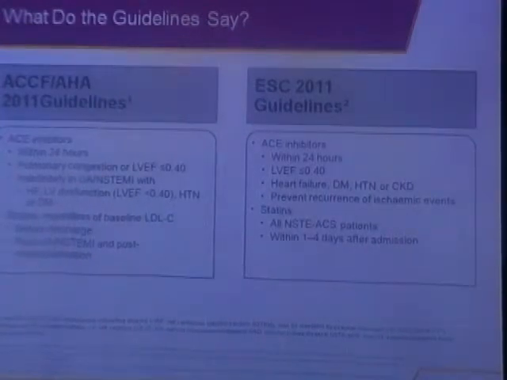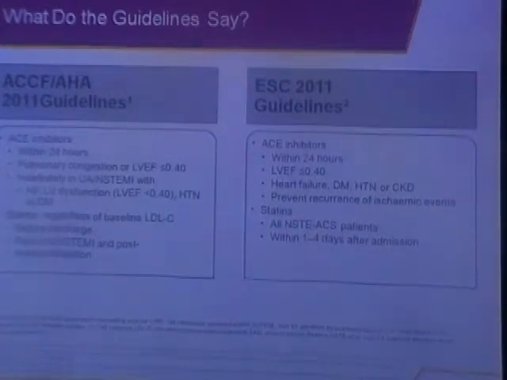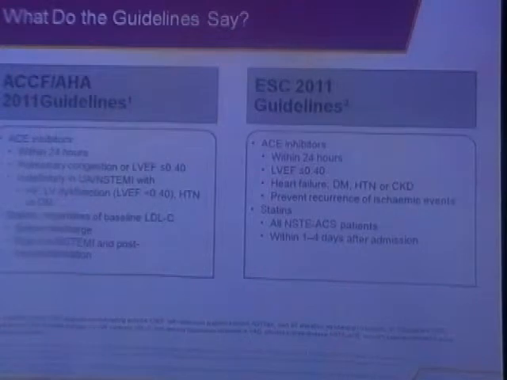So these are some of the guidelines. As I told, ACE inhibitors have to be given within 24 hours of an acute coronary syndrome, especially if there is pulmonary congestion or any LV dysfunction, and in patients who have diabetes or hypertension. Statins have to be given irrespective of LDL cholesterol or total cholesterol levels to all patients with acute coronary syndrome.